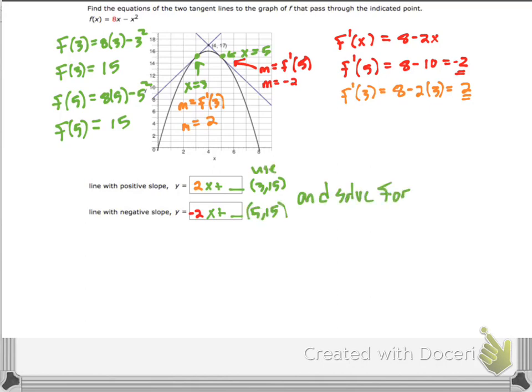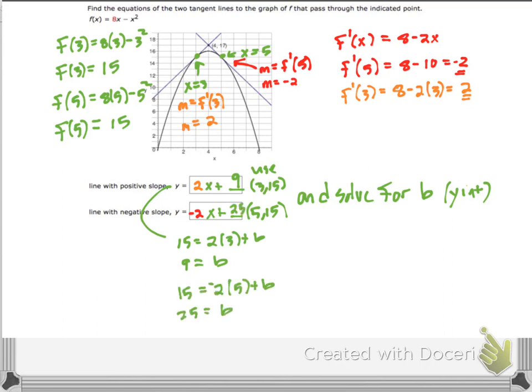(3, 15) for the one on the left and (5, 15) for the one on the right. And if I sub those in for x and y, I can solve for b, or that y-intercept. Okay, so here goes that piece of it. For the first one, 15 and 3 go in for y and x. Find out b is 9. Here's my equation. And then I'm going to use the other point, (5, 15), plug those in for y and x, and find out a y-intercept of 25. Those look reasonable, just looking at the graph. I can see the lines crossing at those two locations, and we're good. Those are our two equations.